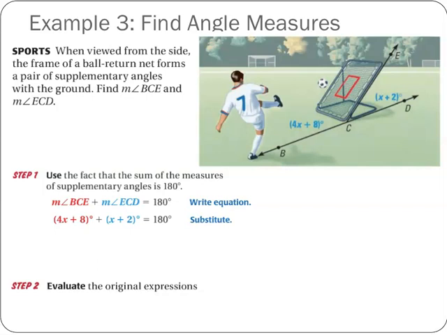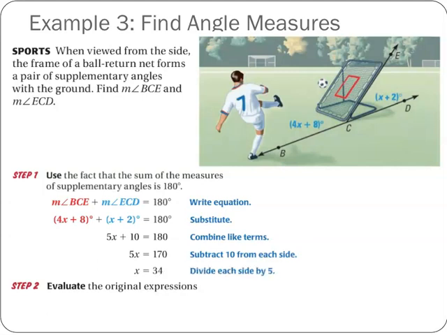So now we have 5x plus 10 equals 180. Subtract the 10 from both sides, so 5x equals 170. And divide both sides by 5, and we get x is equal to 34. Alright, next we are going to evaluate using x equals 34.